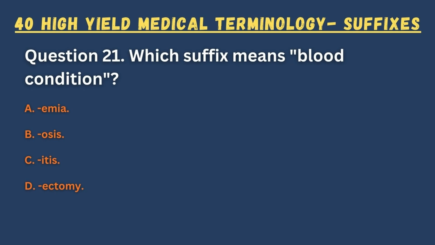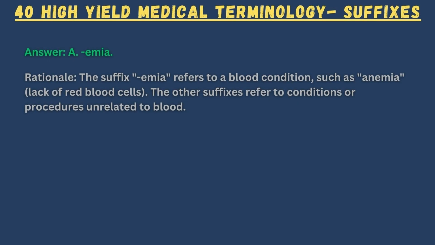Question 21. Which suffix means blood condition? A. Aemia. B. Ossis. C. Itis. D. Ectomy. Answer, aemia. Rationale: the suffix aemia refers to a blood condition, such as anemia, lack of red blood cells. The other suffixes refer to conditions or procedures unrelated to blood.